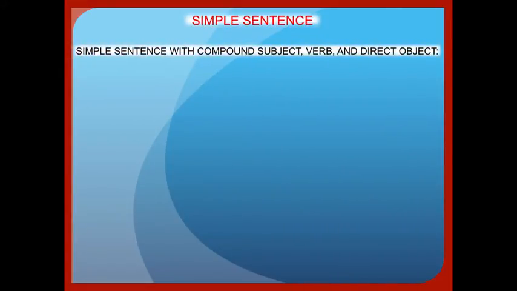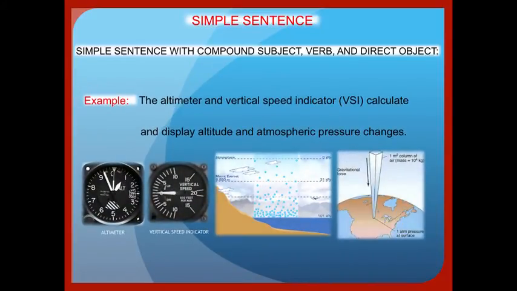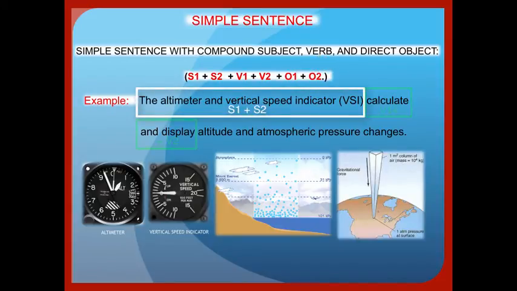Finally, a simple sentence can have a compound subject, verb, and direct object. For an example, the altimeter and vertical speed indicator, VSI, calculate and display altitude and atmospheric pressure changes. The sentence has a compound subject, a compound verb, and a compound object.